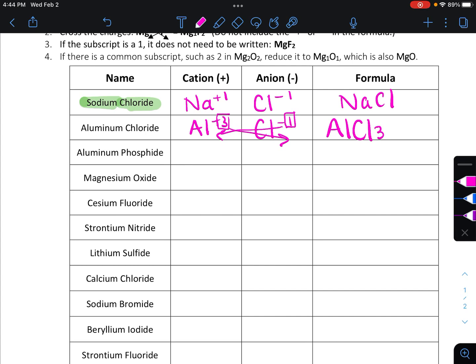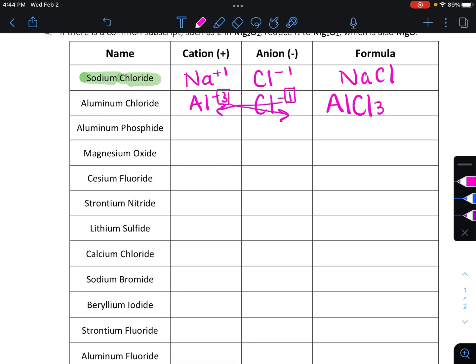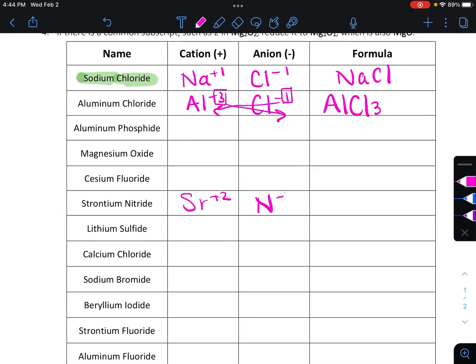We'll do one more of these. Let's look at strontium nitride a little bit further down. Strontium has a charge of +2 on the periodic table. Nitrogen is -3, so when we crisscross, if I want to know how many strontiums there are, I look at the number associated with nitrogen, which is 3. If I want to know how many nitrogens there are, I look at the number associated with strontium, which is 2. And that is our shortcut, the crisscross.